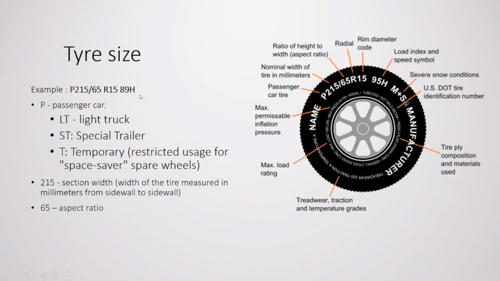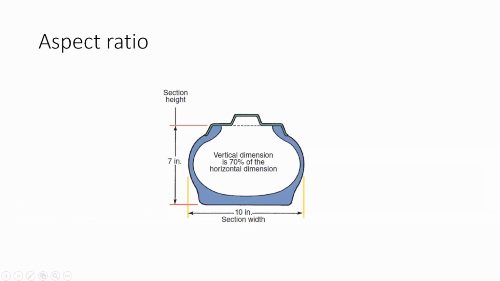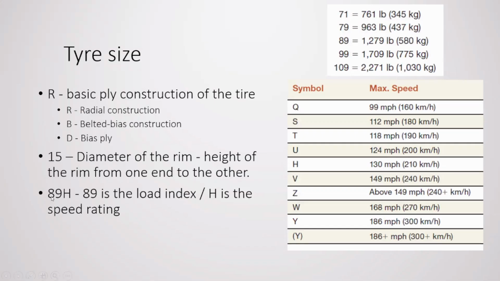Is it clear? So then the last term, 89H. Here, this is the loading index. 89 is the load index, H is the speed rating. Let's see what is 89. This is the maximum loading that a tire can withstand. It is 580 kilograms per one tire. And H is the speed rating. So this tire can drive up to 210 kilometers per hour speed.